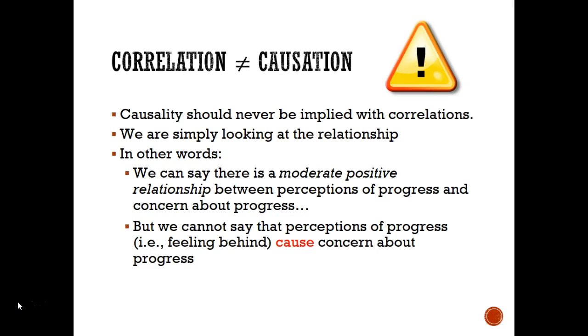So in this middle bullet here, we can say from the previous slide that there's a moderate positive relationship between perceptions of progress and concern about progress. Moderate and positive, but it's just a relationship. We can't say that your perceptions are causing your concern about your progress. That doesn't make any sense. And we can't make that claim. We can just claim that these things are related to each other.